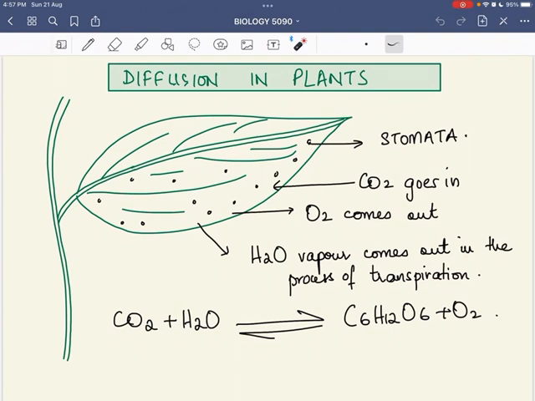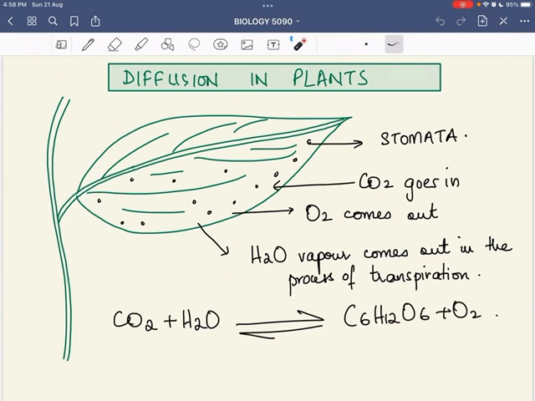Together with that, a lot of water is also made inside the plants. So that water in the gaseous or vapor form comes out of the holes inside the leaves, which are known as stomata, which we find lots of on the undersurface of the leaf. So water vapor will come out in the process of transpiration through these tiny holes.